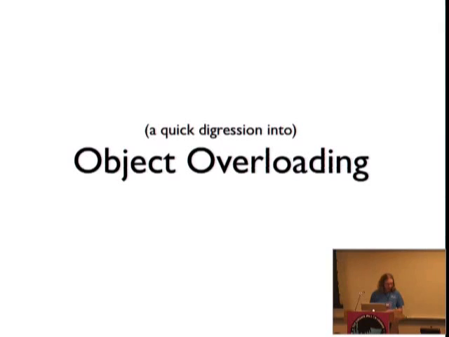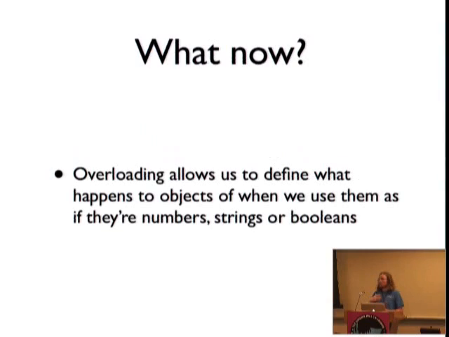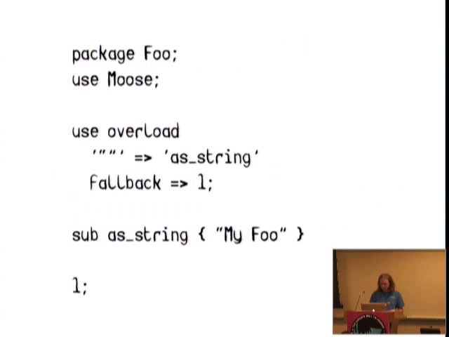So, a quick digression into object overloading. Object overloading allows us to define what happens to objects when they're turned into strings or into numbers or evaluated in Boolean context or used with any of the operators like plus, minus, dots, etc.